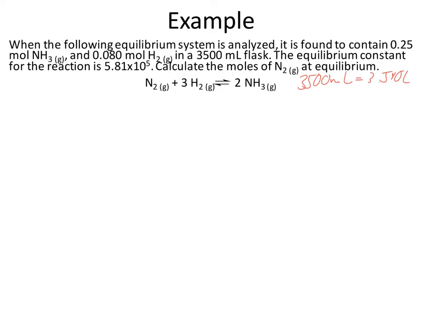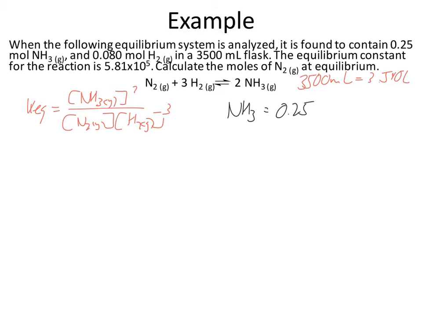Let's do our K equilibrium equation first. K equilibrium is going to be our products over reactants. So again, NH3 gas to the power of 2 over N2 gas multiplied by H2 gas, and that's to the power of 3. Okay, let's look at our concentrations. So for NH3, we have 0.25 mole divided by 3.500 liters, and in this case, we get 7.143 times 10 to the negative 2 molar.